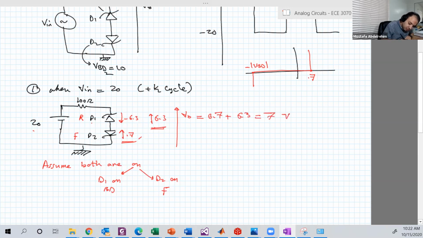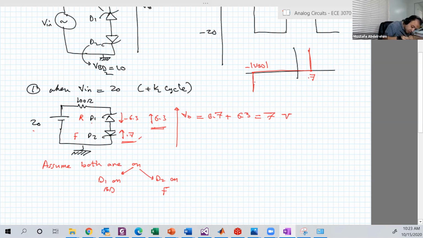Which is 7 volt. Now let's prove it's correct. We know if a diode is on in forward, its current should be positive, larger than 0. And if a diode or zener is conducting in reverse in breakdown, its current should be negative, with a magnitude larger than 0.